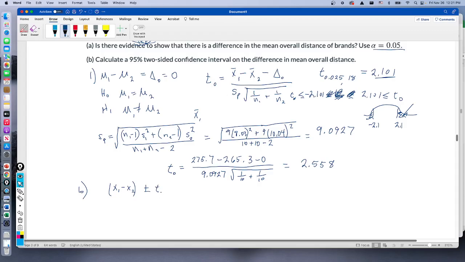We take the t that we're testing, and that's going to be t 0.025 with 18 degrees of freedom. We take that times s sub p, square root of 1 over n sub 1 plus 1 over n sub 2. So it's like the denominator here times the numerator. We're trying to get this, so we multiply by this t value, and then we bring this over.